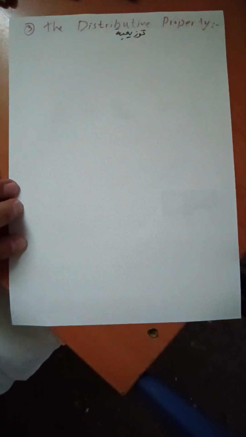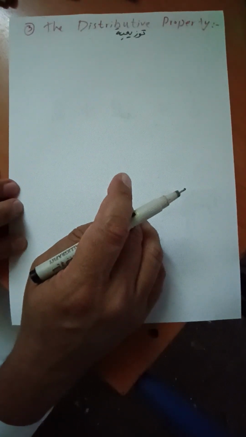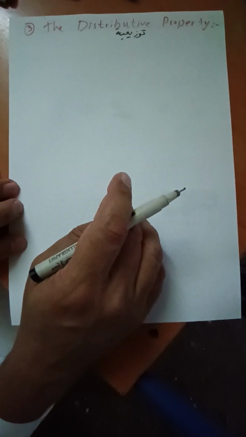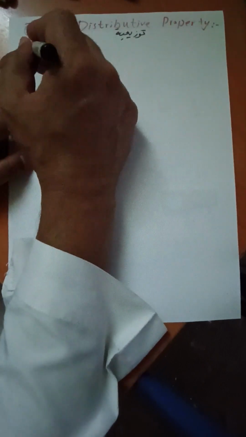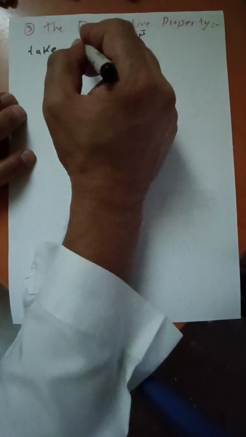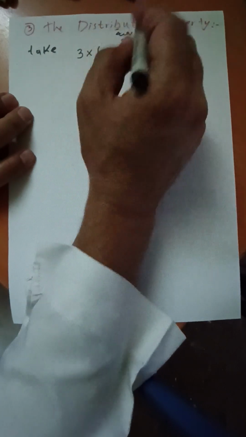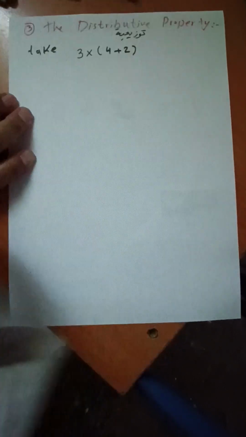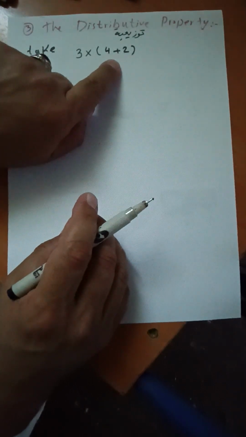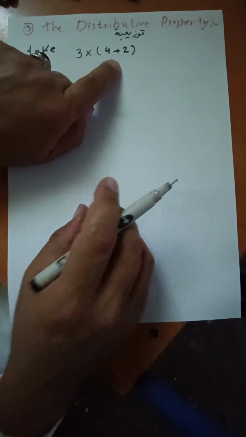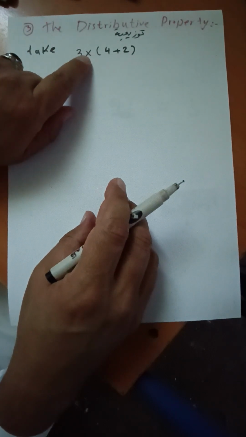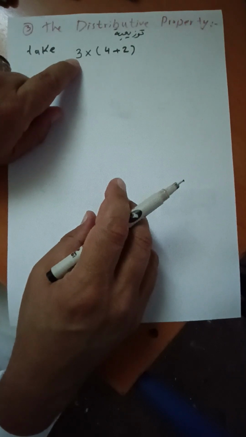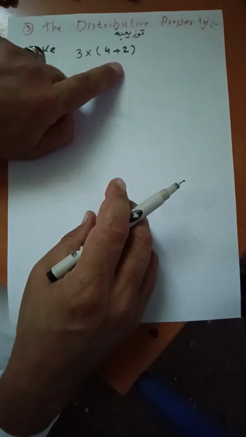Hope you understand it. I am now explaining to you, honey students. Okay? Now, what do I mean? Take an example. 3 multiplied with (4 plus 2). If I have a bracket, and inside it is an addition, outside of it there is one integer multiplied with this bracket.